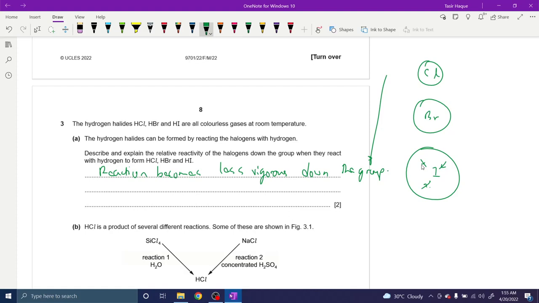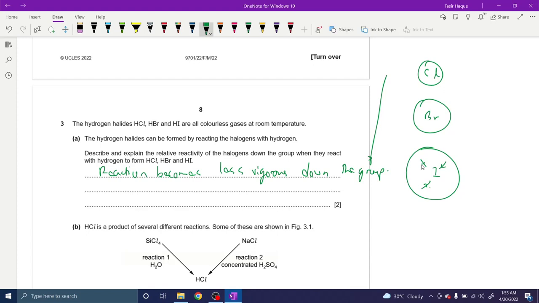You guys know that hydrogen reacts with fluorine in cool, dark conditions. Hydrogen reacts with chlorine with UV light or high temperature. Bromine requires a higher temperature, and iodine requires a much higher temperature, 450 degrees Celsius, provided by a hot glass rod. It provides the activation energy. So it becomes less vigorous down the group, right? Less explosive.